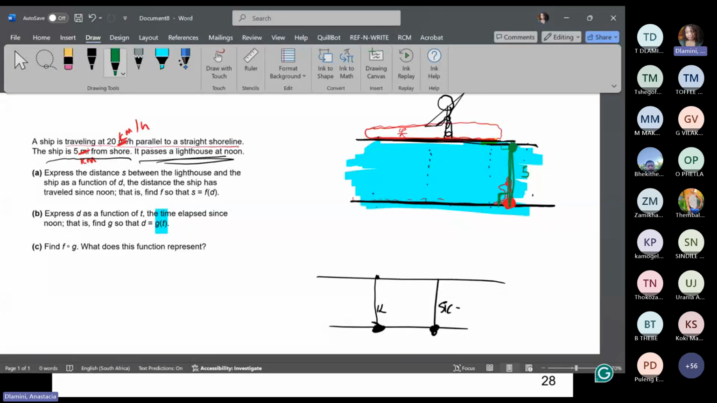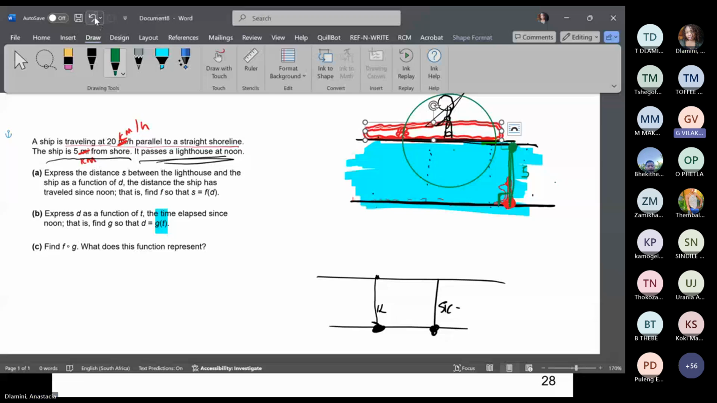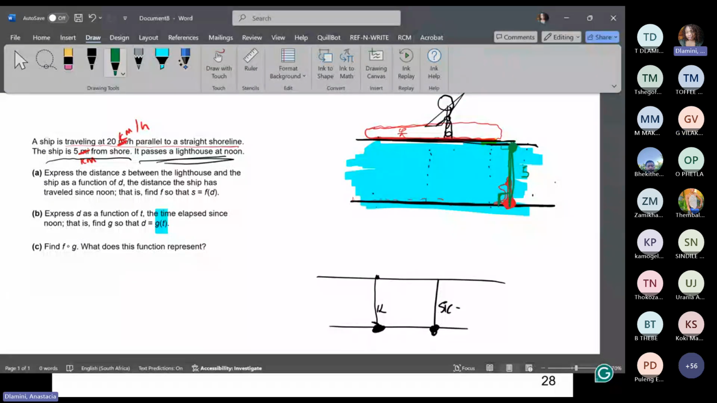Now the question is, express the distance between the lighthouse and the ship as a function of d. Meaning, where's the lighthouse? It's here. So here's the lighthouse to the ship. Are you all together? So this is the lighthouse to the ship, meaning that our 90 degrees in this case is here on the top.